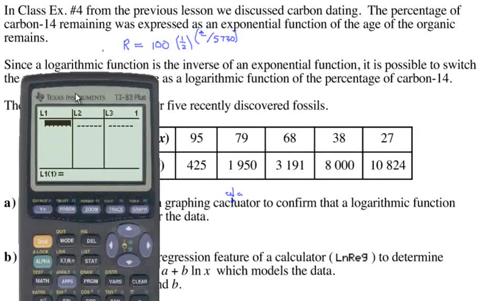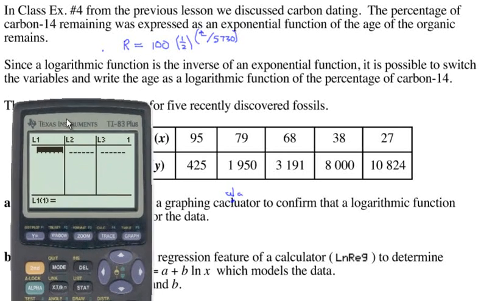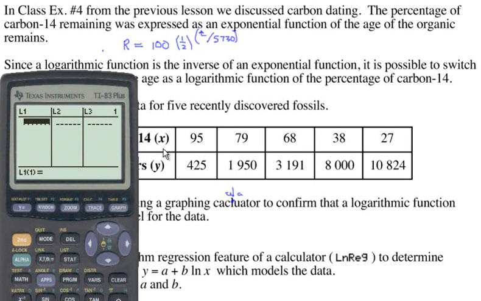So we're going to say the percent of carbon-14 is our first variable, and it goes 95, 79, 68, 38, 27. And the ages that go with that are 425, 1,950, 3,191, 8,000, and 10,824.